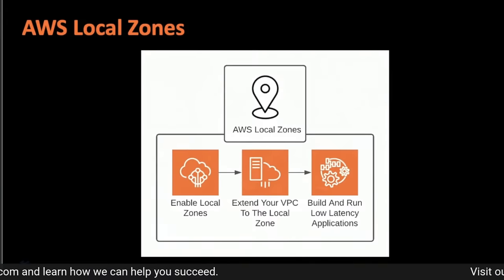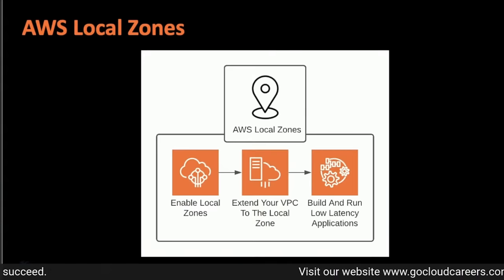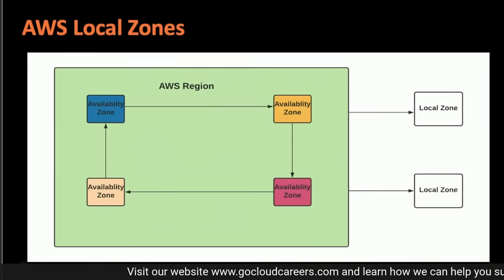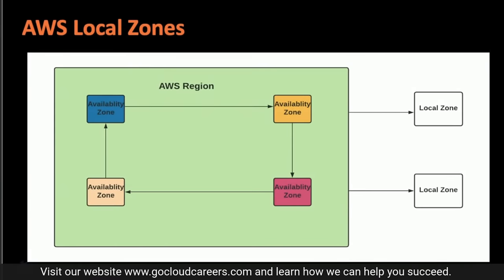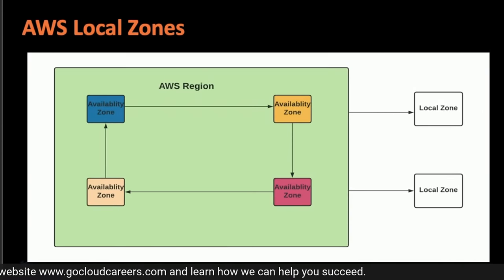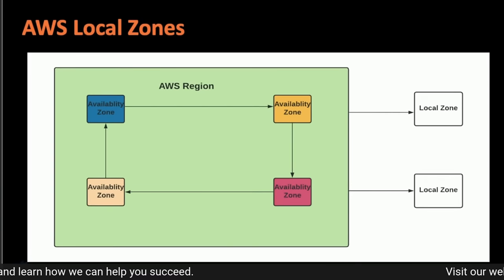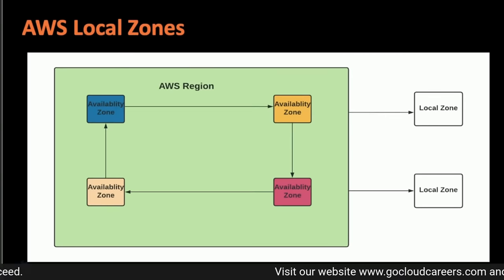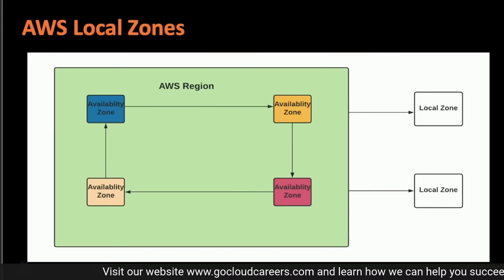You put your VPC in the local zone, and you'd run your low latency applications there. This doesn't mean a lot to me, so I'm going to put it in terms that I actually understand, and then I'm going to draw it out for you the way you can really understand it. But here you can see we've got a giant region, okay? And in this region, we've got our data centers, and right next to our data centers, we have something that looks like a local zone.